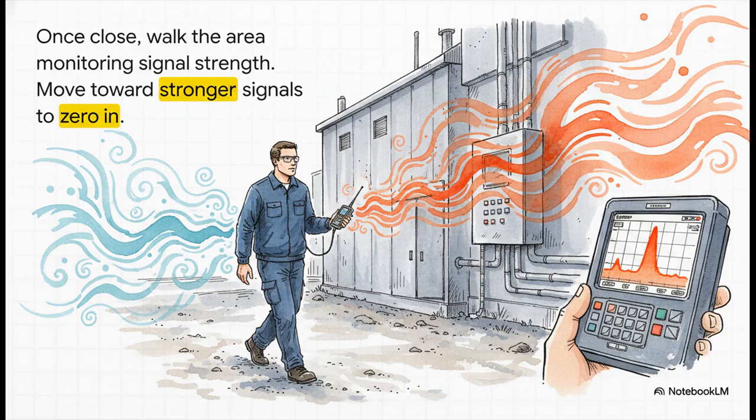Okay, so triangulation has led you to a specific building or a small area. Now you switch tactics for the close-in search. People often call this the hot-cold method, and it's exactly what it sounds like. You just walk through the area, keeping your eyes glued to your spectrum analyzer. As the signal gets stronger, you're getting hotter, you're moving closer. When it gets weaker, you're colder. It is a surprisingly effective way to zero in on those last few meters.